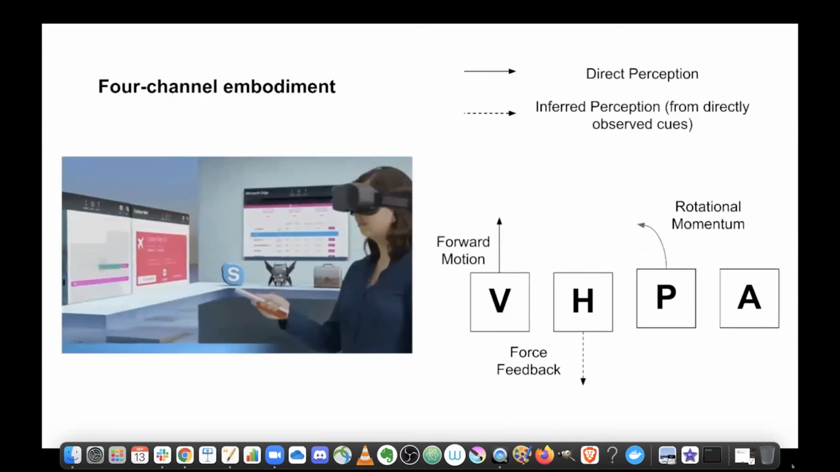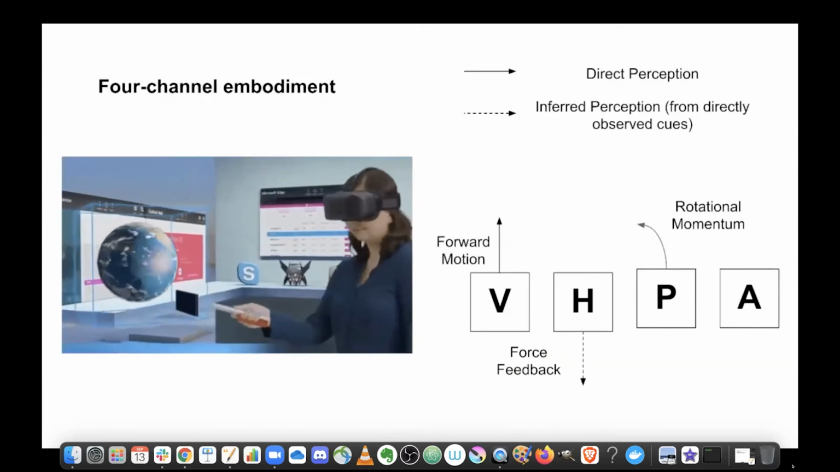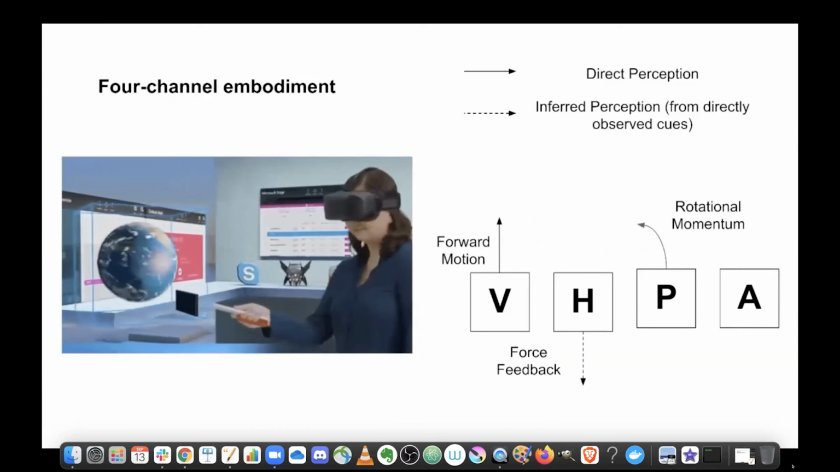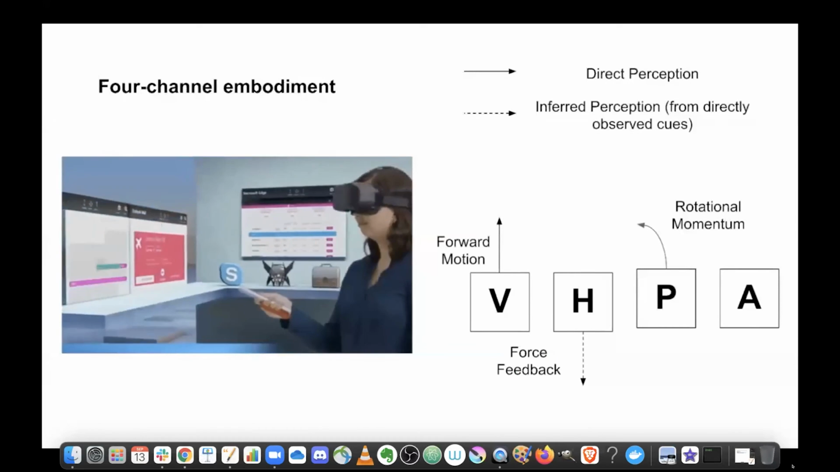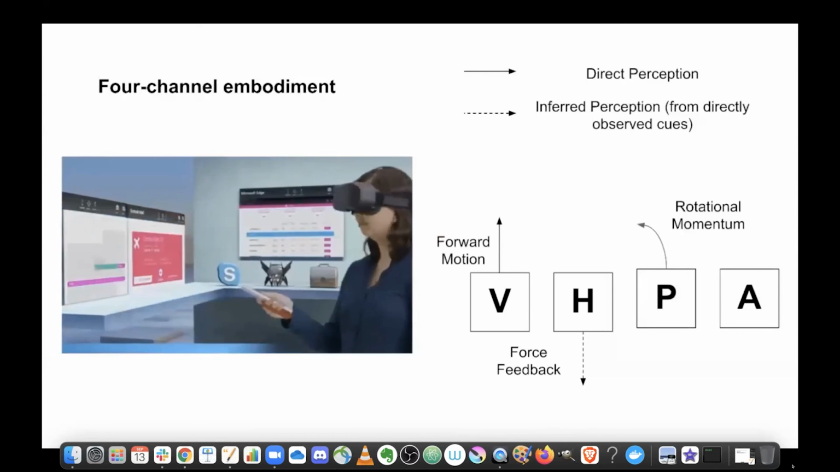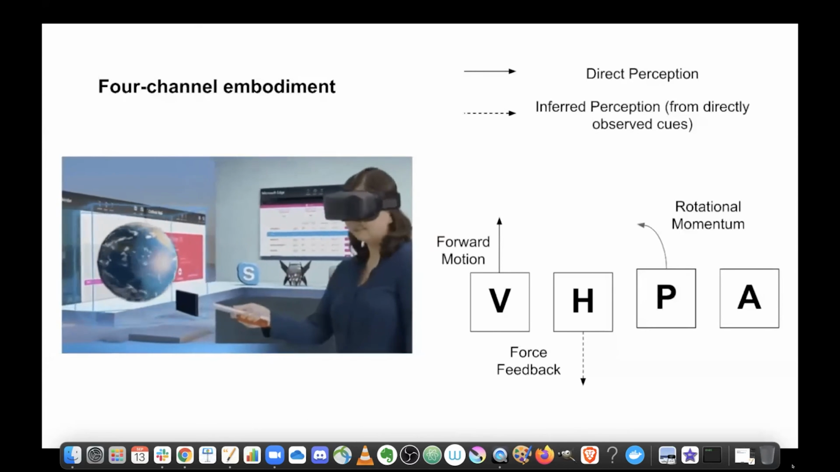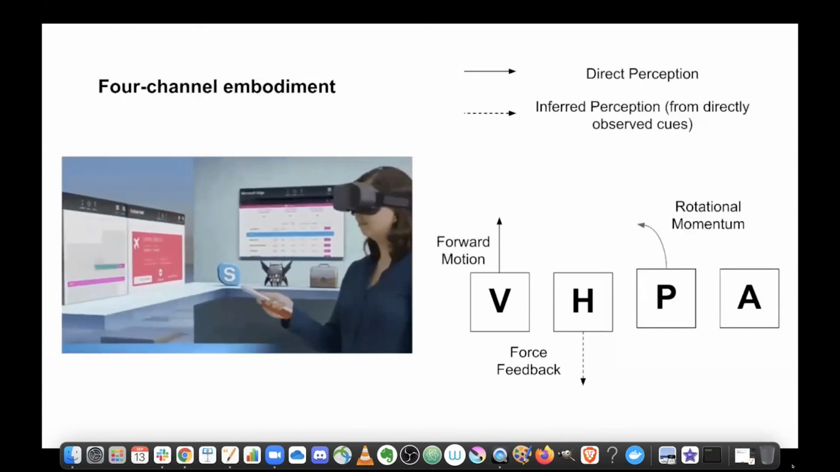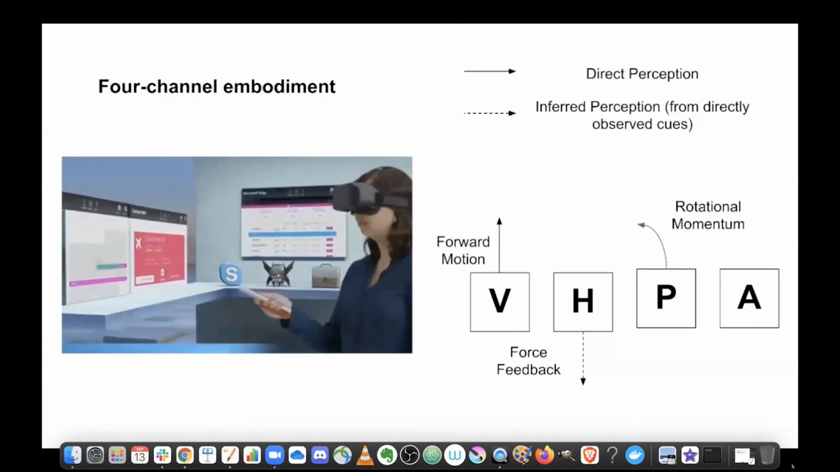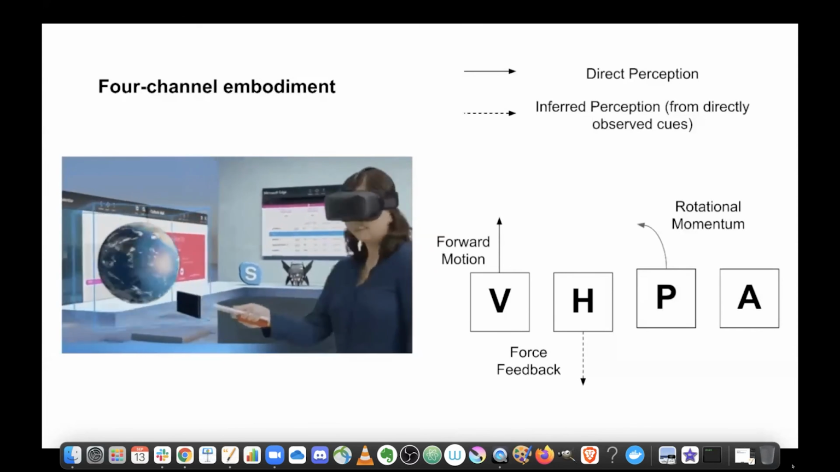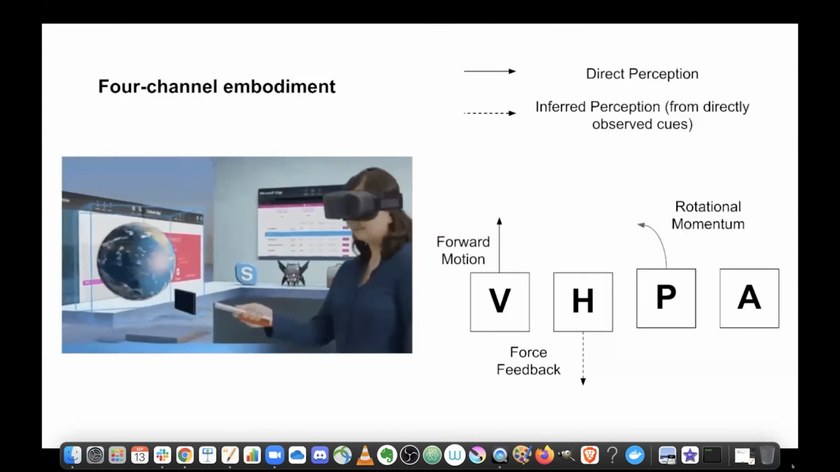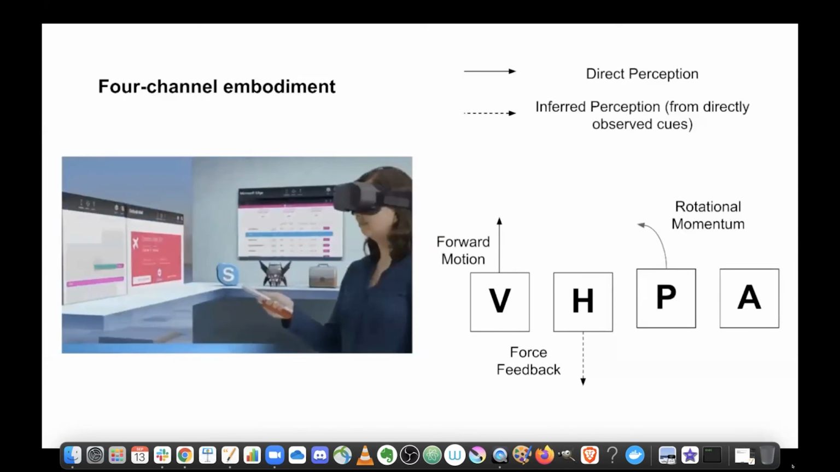And it's something we can also do with this scene where this person is manipulating a virtual object. In this case, we have a much different set of things that we're looking at across modalities. We introduce something called rotational momentum, which is direct, forward motion, which is direct, but there's also force feedback, which is sort of implied. It's sort of indirect in this case, but we expect it in the real world case. So we can pull these sensory modalities apart and actually begin to probe inferred perception using virtual environments.